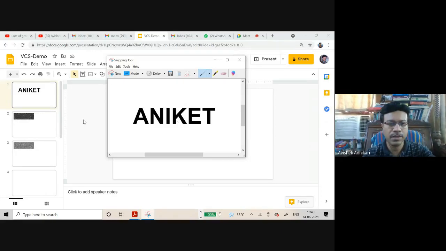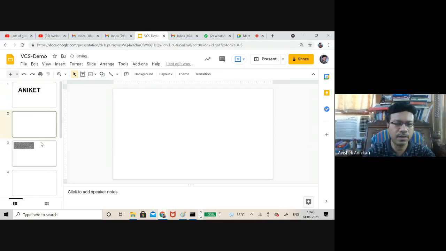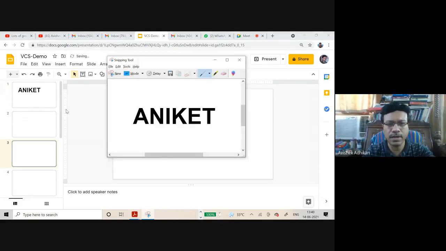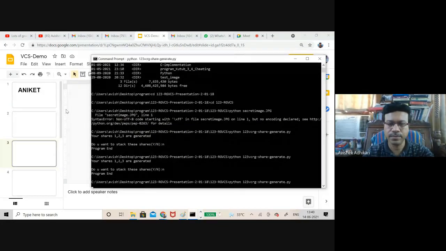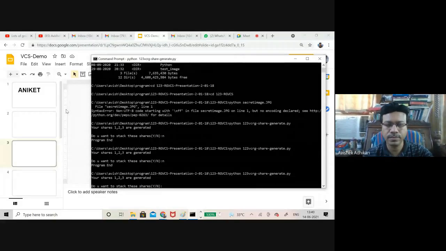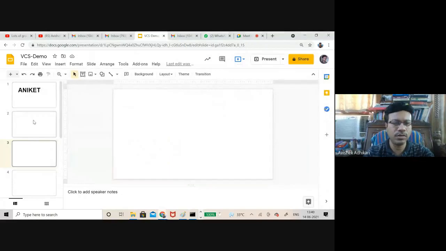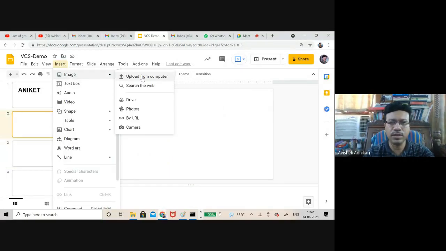First, I remove these shares from here, and then I run the program with Oniket. Okay, the shares are generated. Now I need to include them. Insert images, upload from.